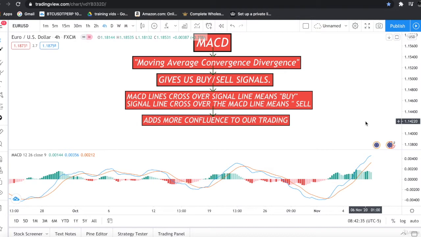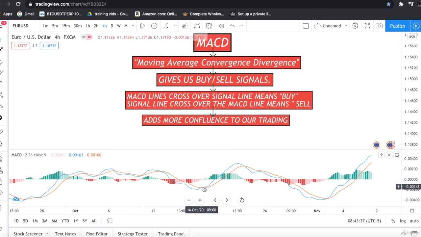Now the MACD indicator has two lines, the MACD line and the signal line. This is the standard color of the indicator. Later on we can customize it. Whenever you apply the MACD indicator, you will have this type of colors on the indicator. This blue line is the MACD line and this line is the signal line. When this MACD line crossovers the signal line, it gives us the buying indication, and whenever the signal line crosses over the MACD line, it means sell.